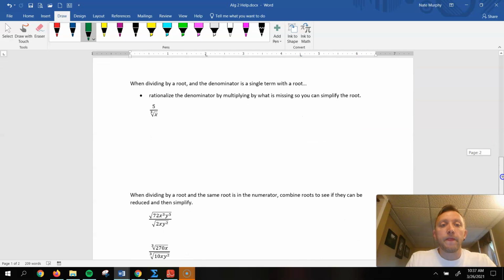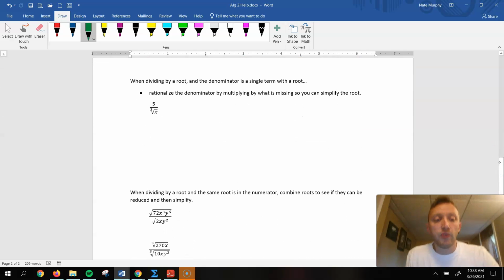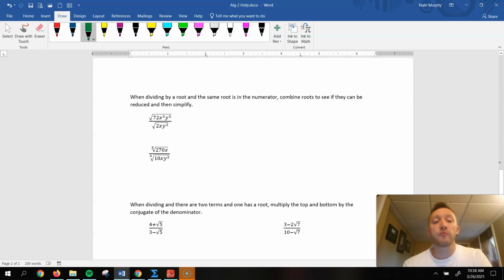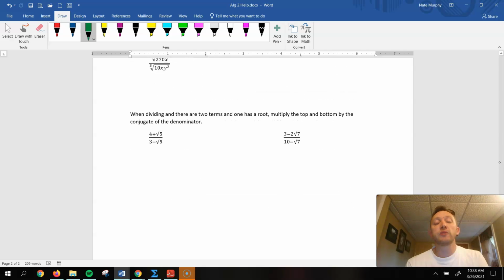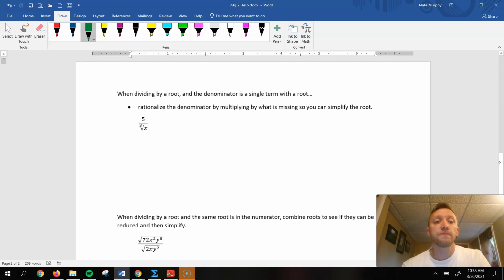All right. Let's get to dividing by roots now. Dividing by roots is the hardest part of working with radicals, because you have two different situations. We could have a single term in our denominator with the root, which is the first one we're going to look at. The other option is two terms in the denominator, where one of those terms is a root. We have to approach those in two different ways. So let's start with this first one.